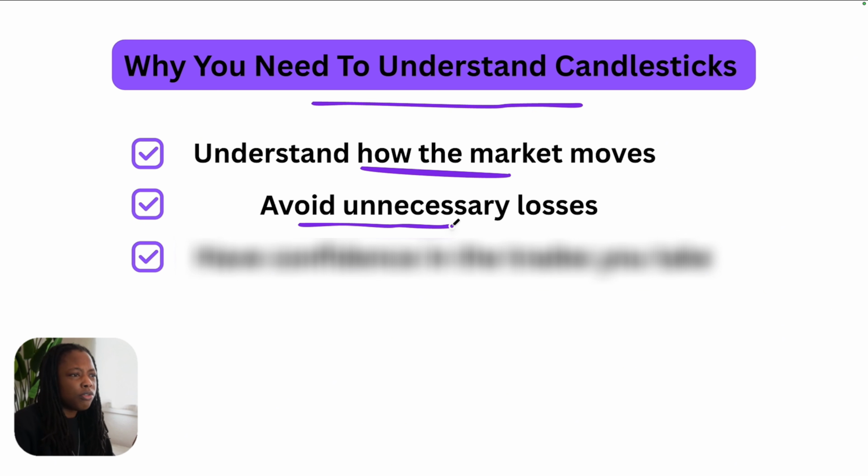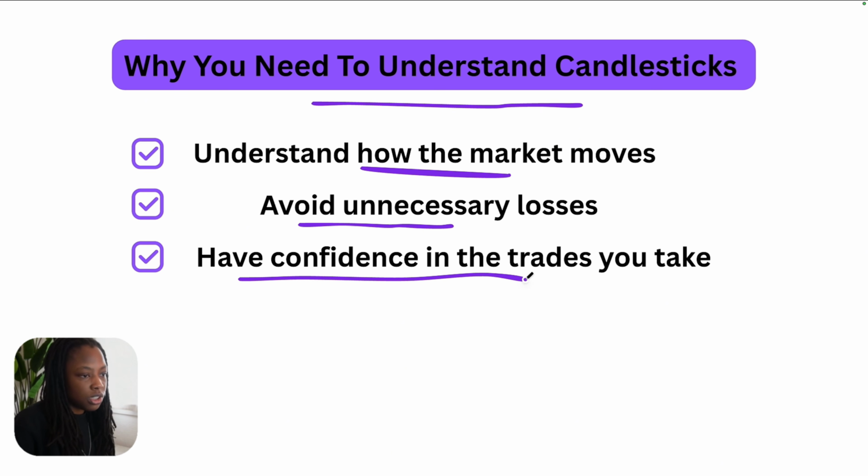It'll help you avoid unnecessary losses, because maybe you're memorizing different candlestick patterns, bearish harami, bullish engulfing. I know that feeling. And then you just take it whenever you see it, but you don't know the context, when to look for it, and it can be very frustrating. Once you understand how candlesticks are formed, where to look for them, and you're able to interpret what's going on, you'll have confidence in the trades you take as well.